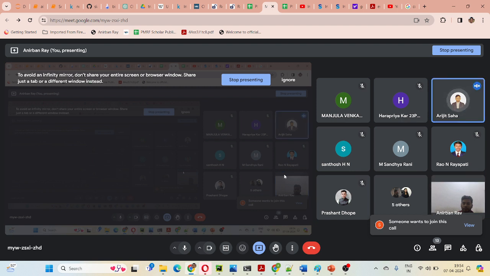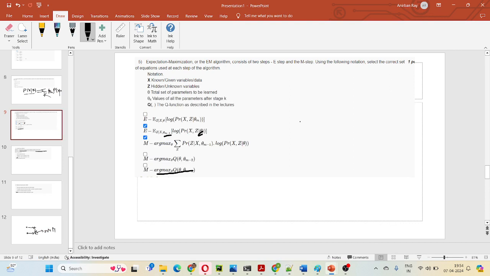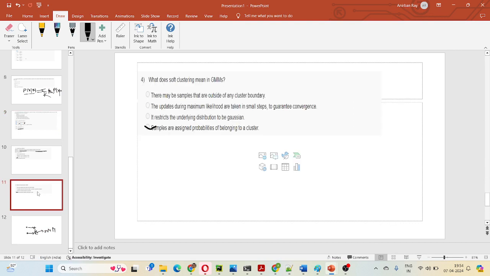Sir, can you explain the last two questions? I didn't understand why both these statements are false. And what about hard clustering? Hard clustering is nothing extraordinary. As we understand, soft clustering means the samples can be clustered in any cluster.